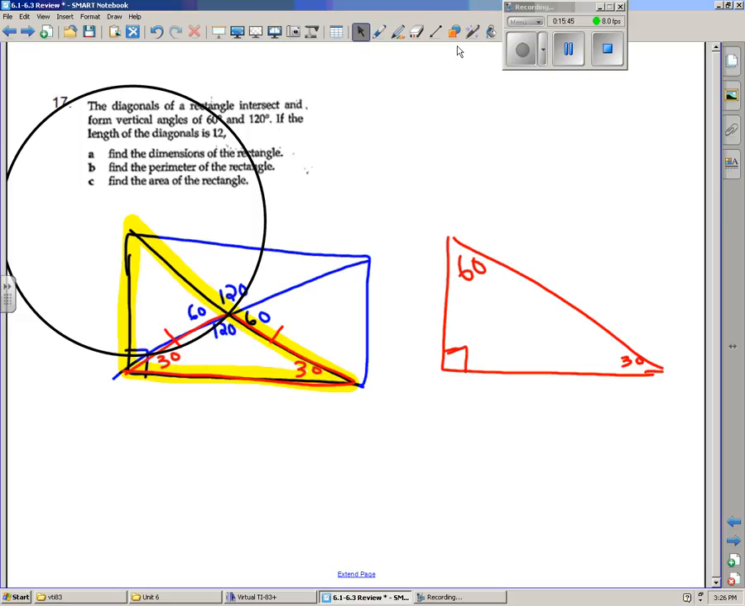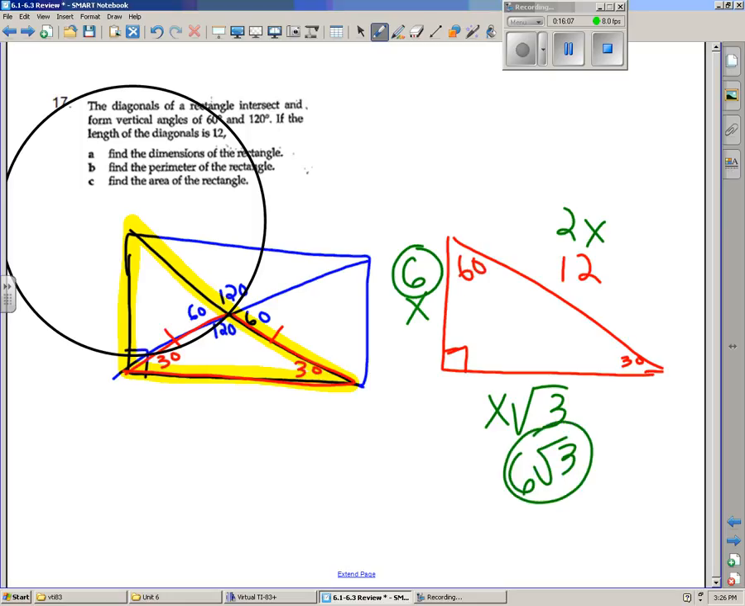So what I'm going to do, I guess, is label some stuff. What do we know? The length of the diagonals happen to be 12. So this guy right here we know for sure is 12. In a 30, 60, 90, the short leg takes x. This guy takes x rad 3. This guy takes 2x. So what that means is the short leg ends up being 6, and then the longer leg equals 6 rad 3.